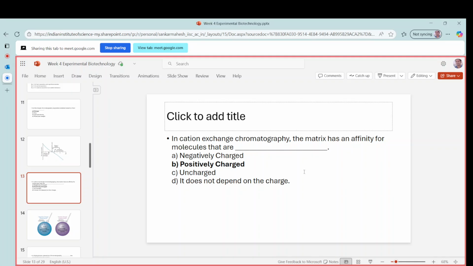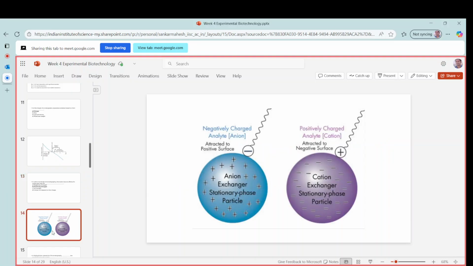So in cation exchange chromatography, since pI is greater than your pH, you have positively charged species which bind to your matrix. That is shown here. So in your cation exchanger, your stationary phase is negative, whereas your particle or your molecule of interest is positive.